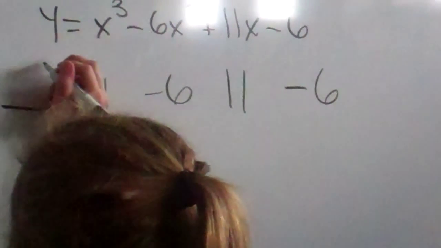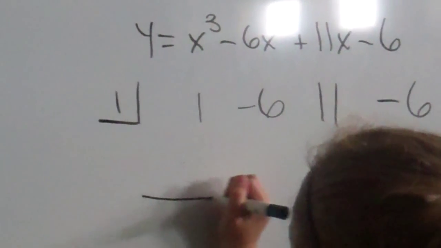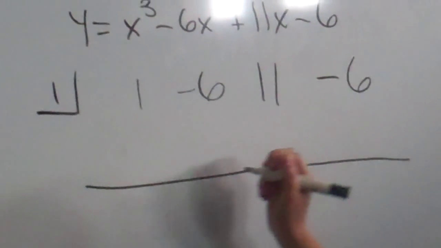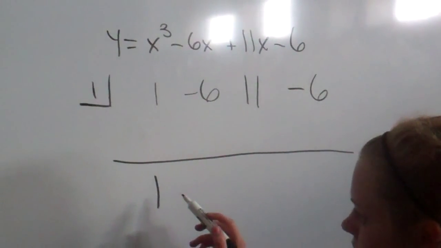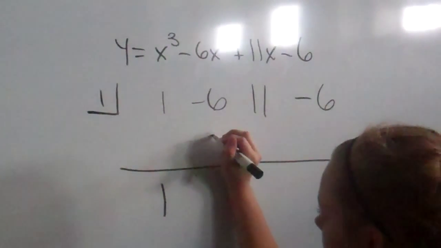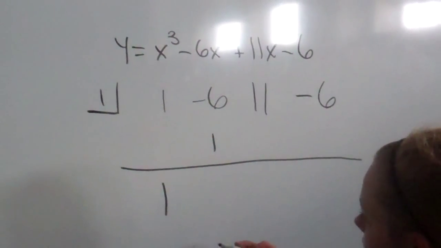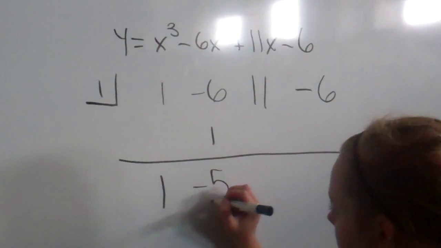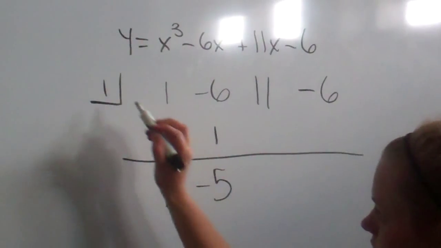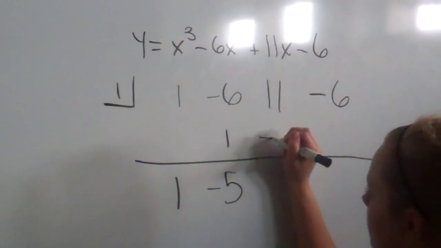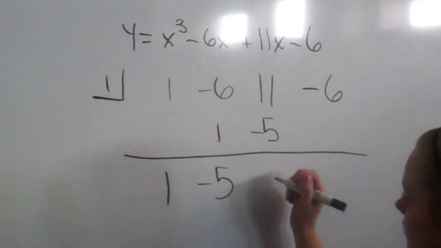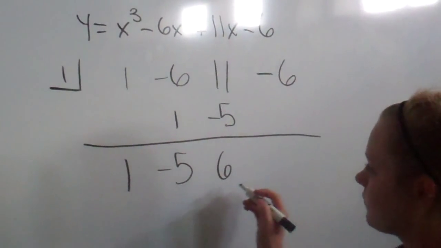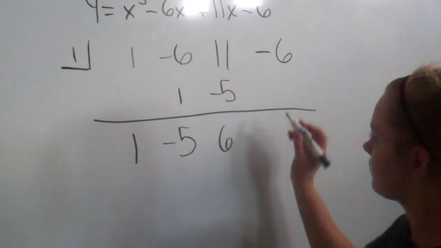So we put 1 in our box and bring down our first one. And then 1 times 1 is equal to 1. Negative 6 plus 1 is negative 5. 1 times negative 5 is negative 5. 11 minus 5 is equal to 6. 6 times 1 is equal to 6.